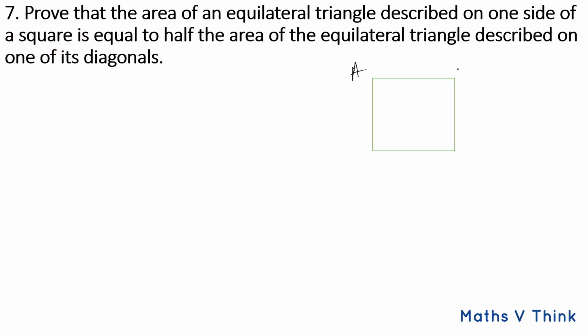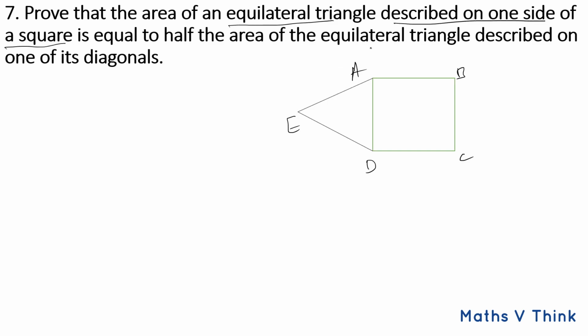Let this be ABCD, and they gave an equilateral triangle described on one side of the square. So we need to draw an equilateral triangle on one side. So let this be AED, which is on the side AD.